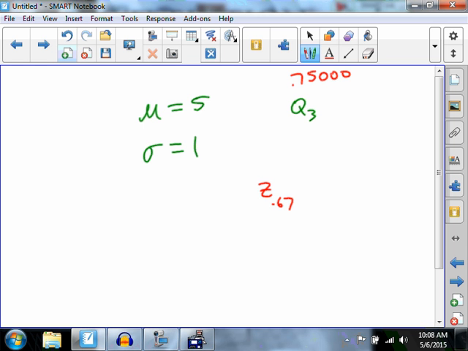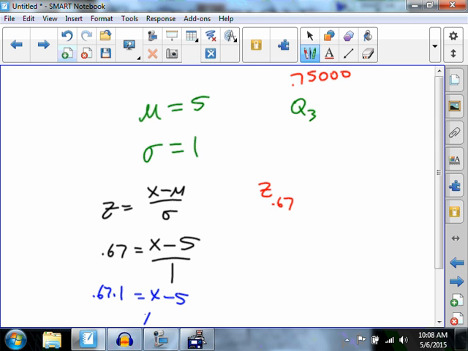Okay. So what we've got then is z equals x minus mu over sigma. So 0.67 equals x minus 5 over 1. So we would get 0.67 times 1 equals x minus 5. So x would equal 0.67 times 1 plus 5. So that's 5.67. Okay, 5.67 in that case. And you did those in the exercises, so there will be a question like that on the test.